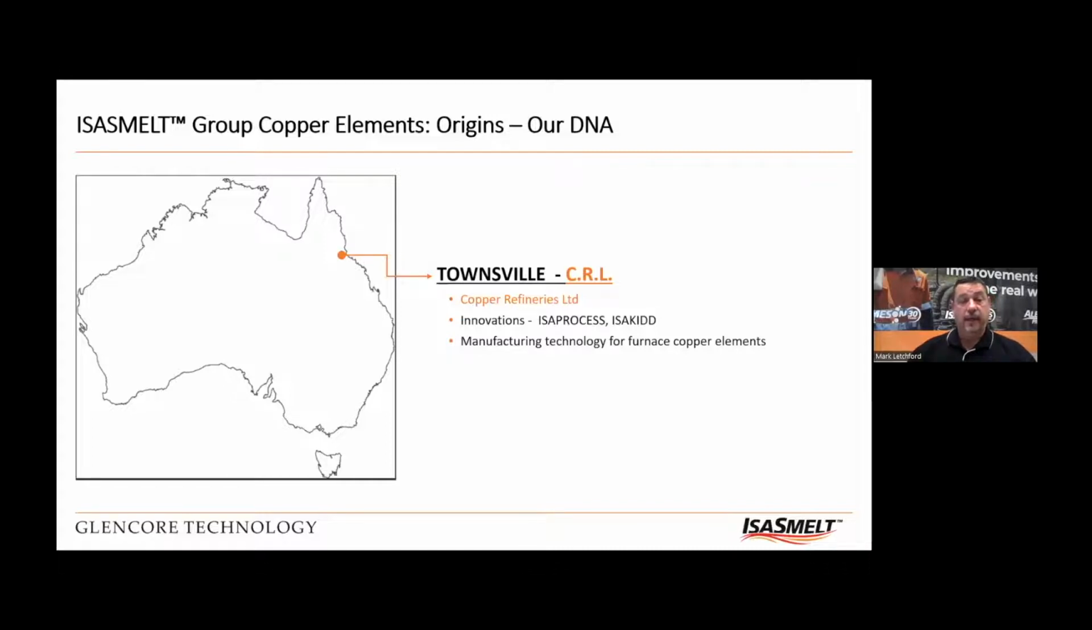Significantly for copper elements, this was the site where our copper elements for Mount Isa were first made. So Townsville was able to make the copper cake that was necessary as a product, and then cut and drill and plug copper blocks from that copper cake, pure copper.